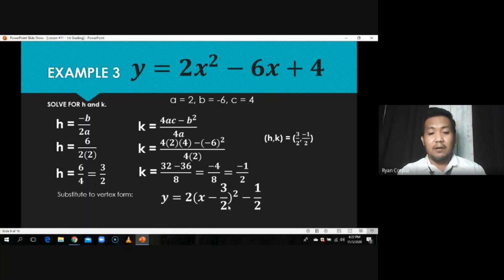So don't forget to write the square there, because we are getting the square of x minus h. When we substitute it, do not forget this square here, and also the numerical coefficient here, which is the numerical coefficient of the quadratic term in the given general form of the quadratic function. So that's how we solve example number 2. So that's how we transform the general form of the quadratic function in example number 2 into its vertex form.